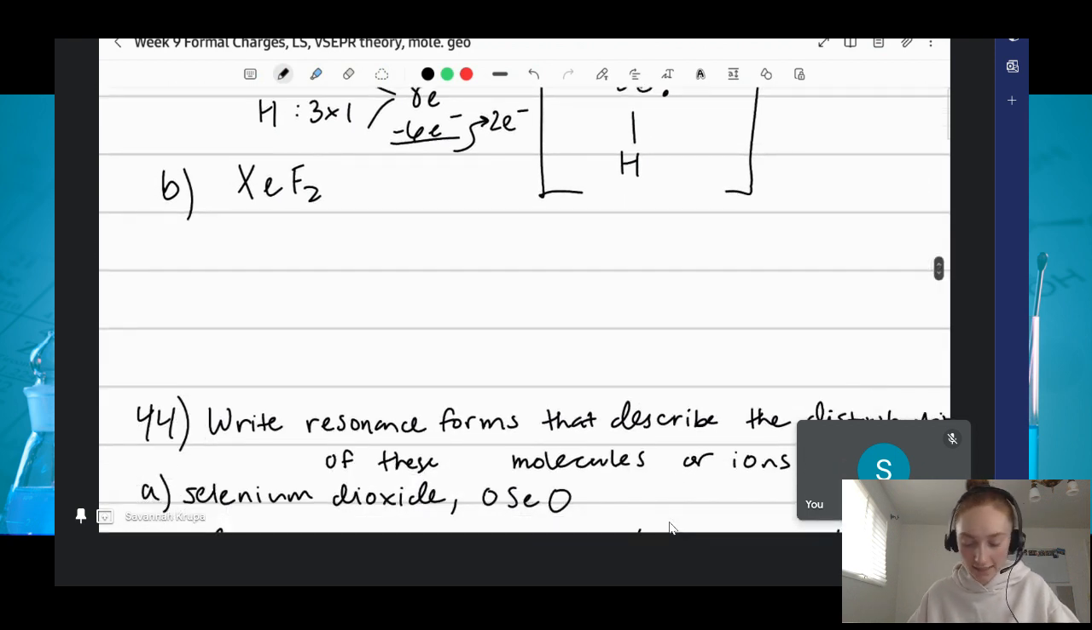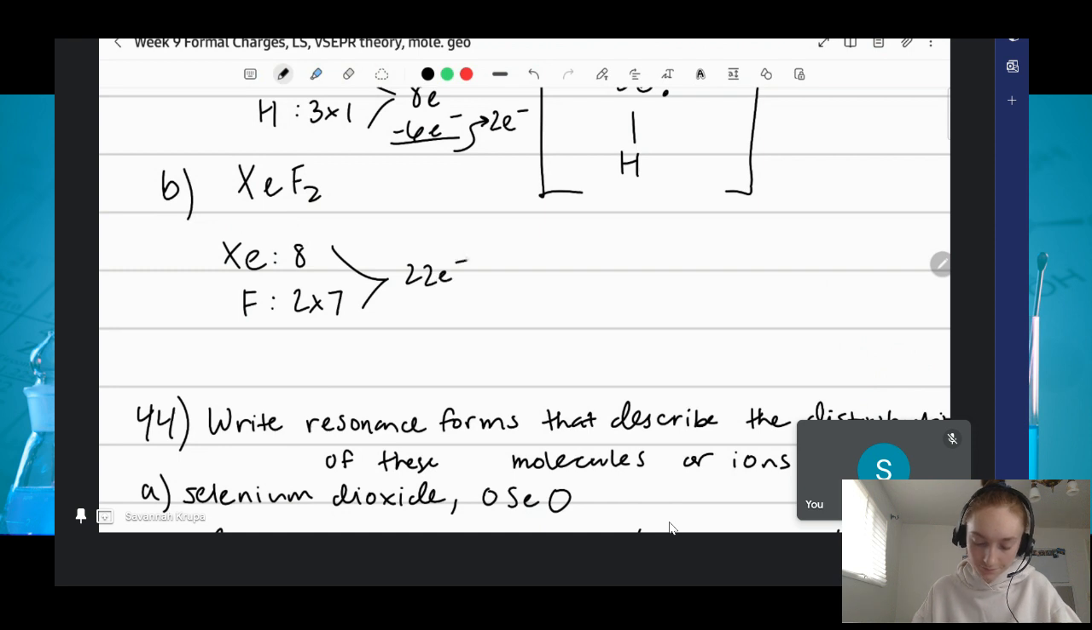So we have XeF2. Xe has a valence electron number of 8 since it is a noble gas. So it's already satisfied, but it can still bond with other things. We also have fluorine, and we have 2 of that, and fluorine has a valence electron number of 7. So 14 plus 8, that will be 22 valence electrons.